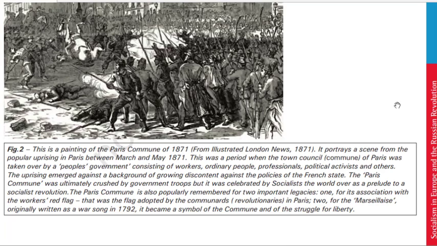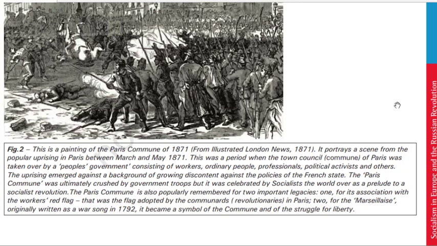Fig. 2. This is a painting of the Paris Commune of 1871 from Illustrated London News, 1871. It portrays a scene from the popular uprising in Paris between March and May 1871. This was a period when the town council, the commune of Paris, was taken over by a people's government consisting of workers, ordinary people, professionals, political activists and others. The uprising emerged against a background of growing discontent against the policies of the French state. The Paris Commune was ultimately crushed by government troops, but it was celebrated by socialists the world over as a prelude to a socialist revolution.